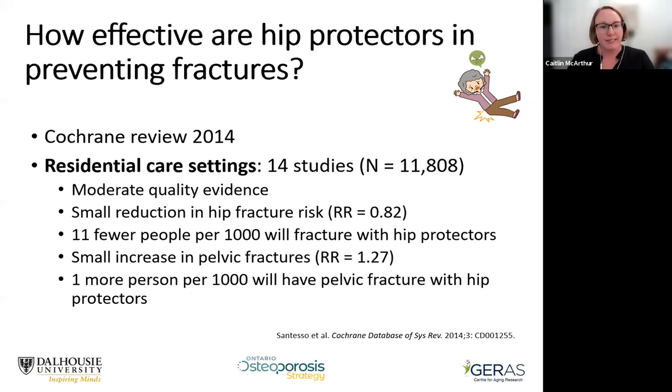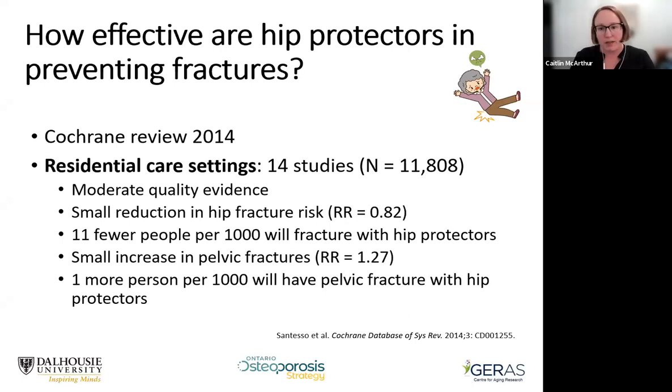Now, they did find that there was a small increase in pelvic fractures with hip protectors. That was basically one more person per 1,000 who would have a pelvic fracture with hip protectors. This may be because we're attenuating the force from the hip. That energy has to go somewhere, right? Depending on the design of the hip protector, that energy could potentially be transmitted more to the pelvis, and then the pelvis may fracture instead of the hip. However, it is quite a small increase.